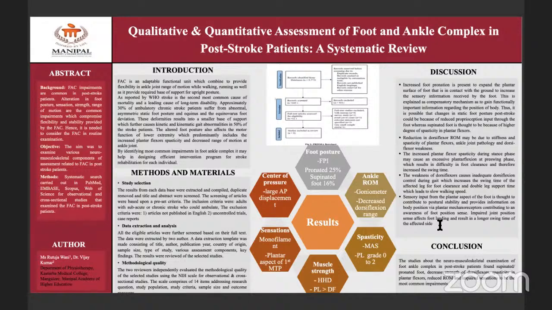Thank you, Rutuja. Vani, do you have any questions? No, madam. Next, we have Madhura Sohani. Yes, ma'am. Yes, Madhura, you can go ahead and present.